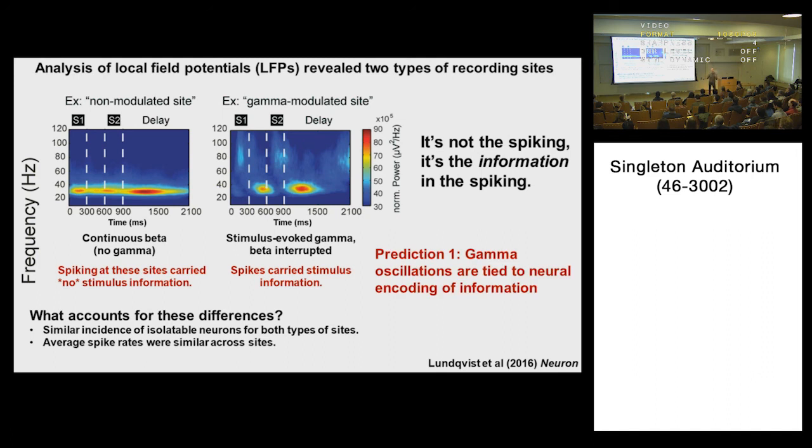So this is consistent with prediction 1 of the model, that gamma oscillations are tied to the neural encoding of information in working memory.